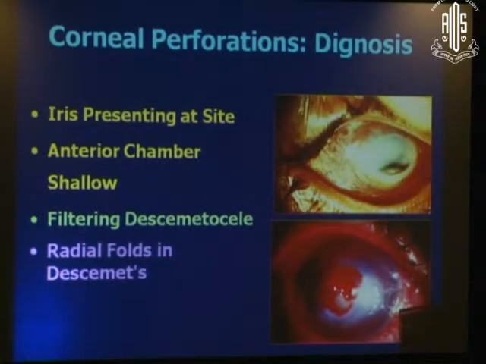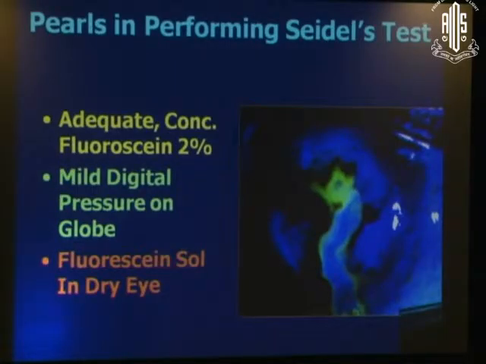The key is to diagnose corneal perforation, and some of the signs are iris presenting at the site, which becomes an obvious corneal perforation. And if you have a shallow AC, we can have a descemetocele which is leaking. We can also have sometimes radial folds in the cornea, which indicates that there is an impending perforation. And sometimes if you are treating a corneal ulcer and hemorrhage develops, that is also an indication that we may be having a corneal perforation.